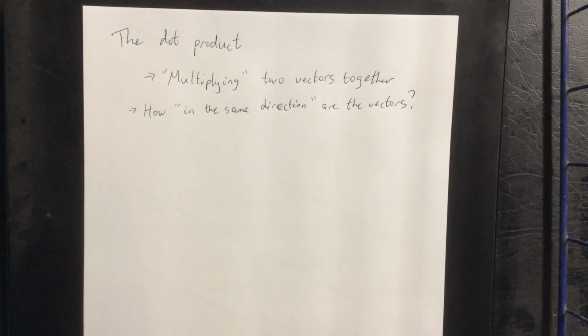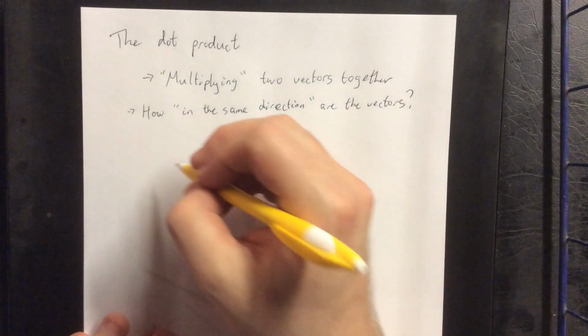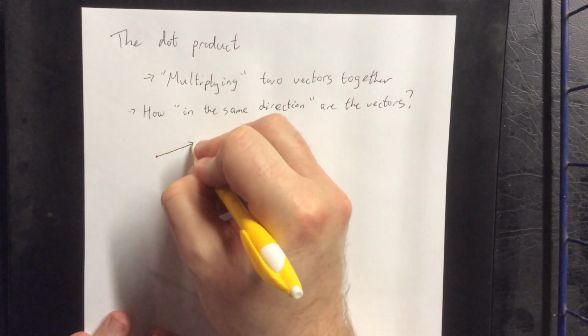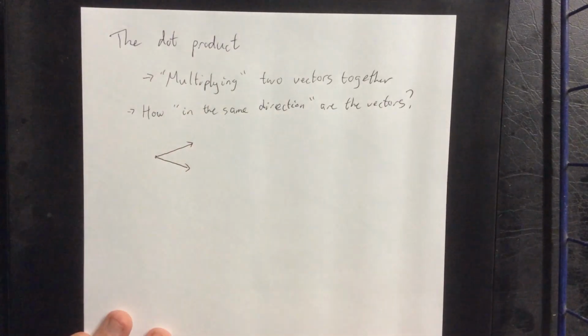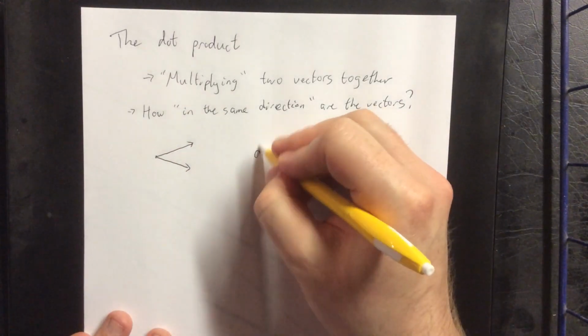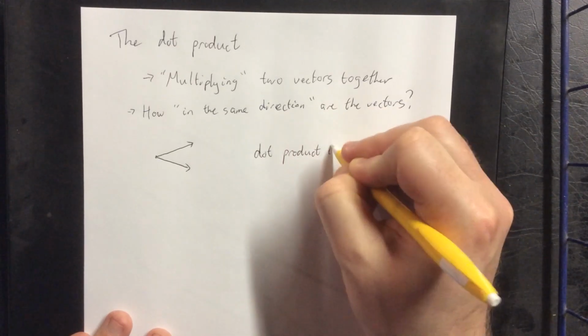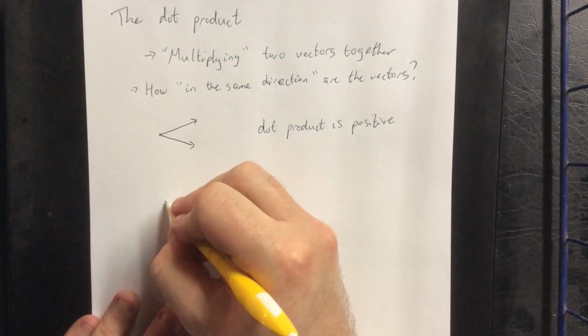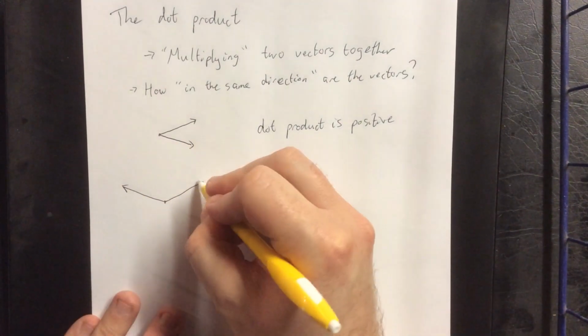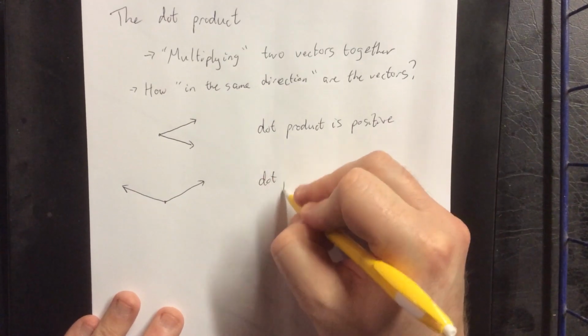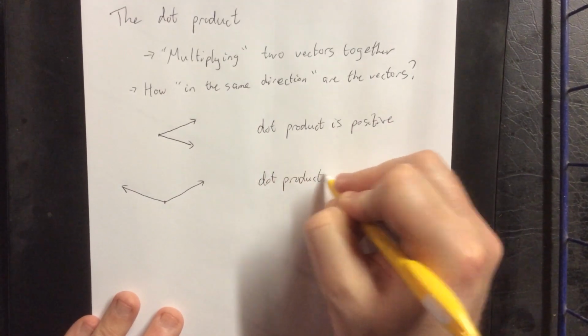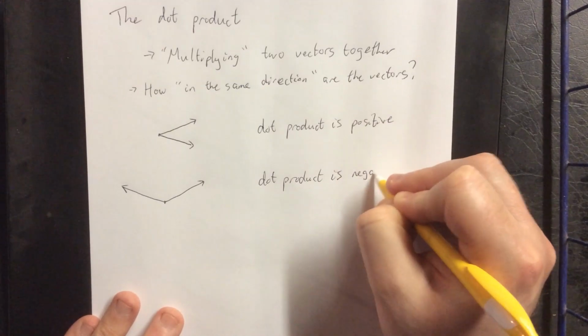Now, given that we are dealing with simply the directions of vectors, we tend not to worry about the magnitude of the vectors. If they are in the same direction, then what tends to happen is that the dot product is positive. If they tend to point in opposite directions, then the dot product is negative.